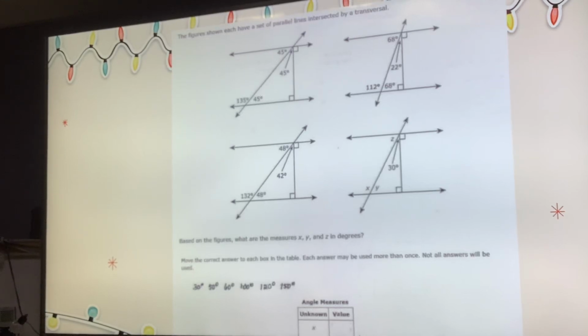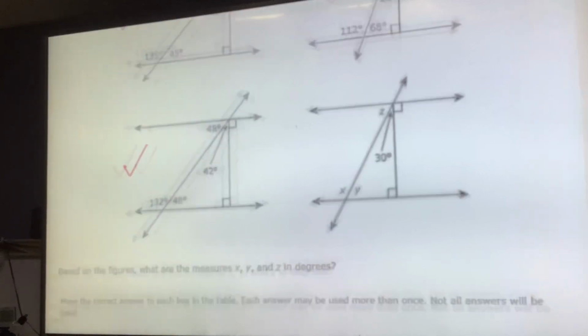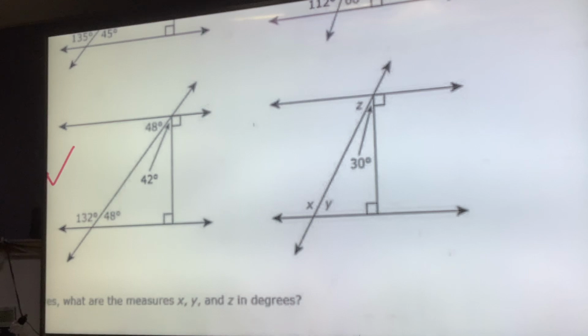Okay, let's go over our bell ringer. This is a review of transversals and exterior angles. If you look, they actually give you 3 pictures that are totally worked out. And yes, this was on last year's STAR test. So I'm going to show you many ways to get the answers on this one problem.